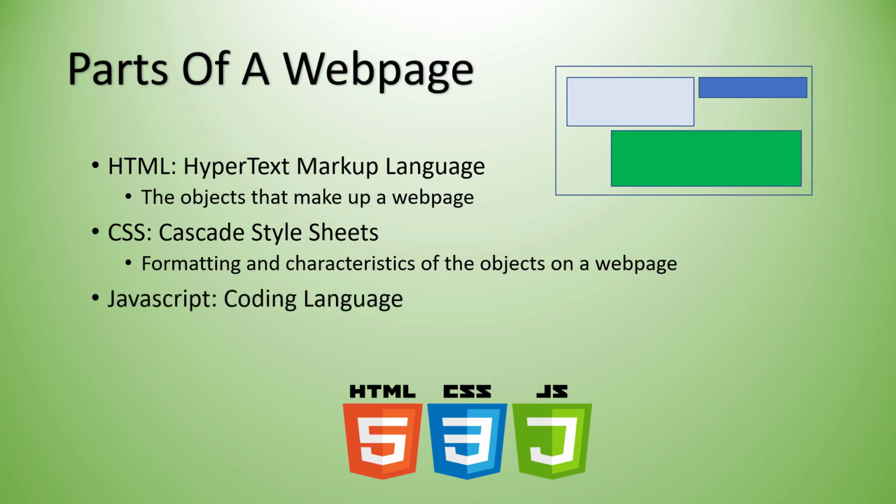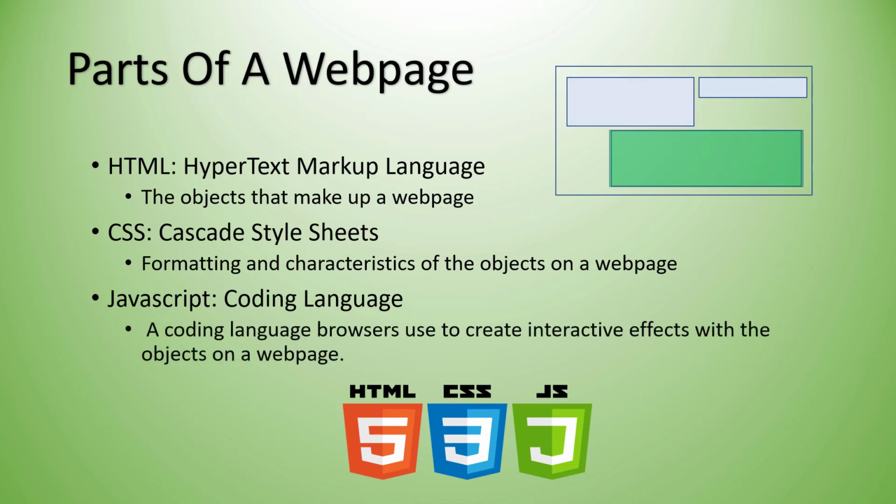Then finally, there's JavaScript. And JavaScript is a coding language that our browsers use in order to create some interactivity with the page. So JavaScript is a coding language that browsers use to create interactive effects with the objects that are on the web page.